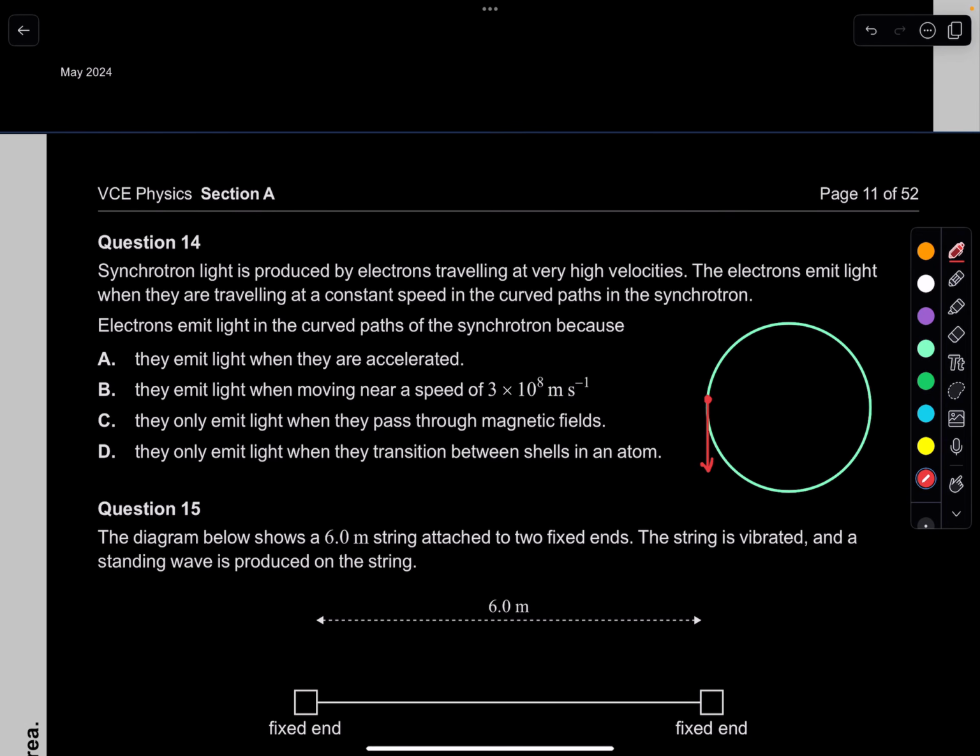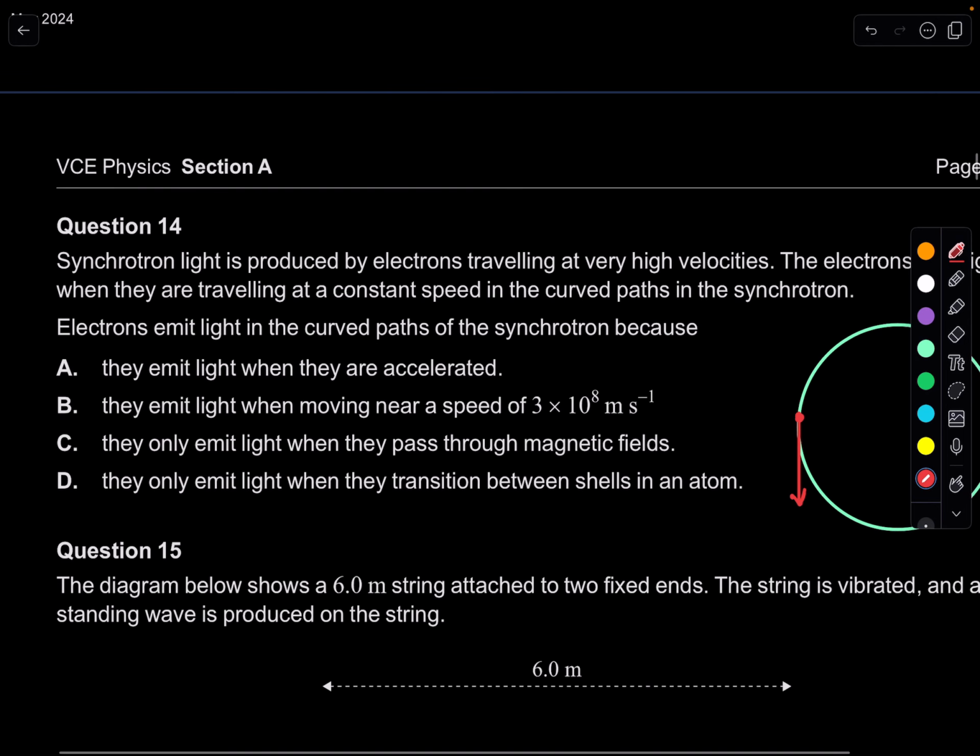Electrons emit light in a curved path of a cyclotron because they emit light when they are accelerated. True, absolutely true. They emit light when they are moving near the speed of light. This is also true, but it doesn't really explain it, because you can travel near the speed of light in a straight line at constant speed and have no acceleration. So wrong. That really doesn't explain it.